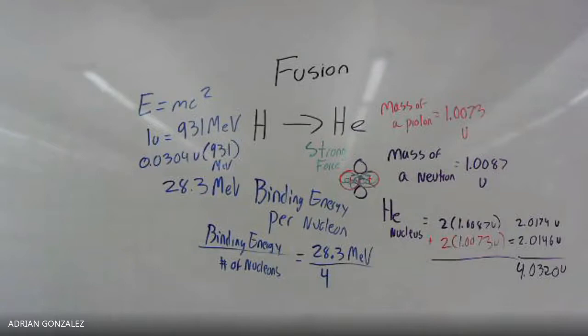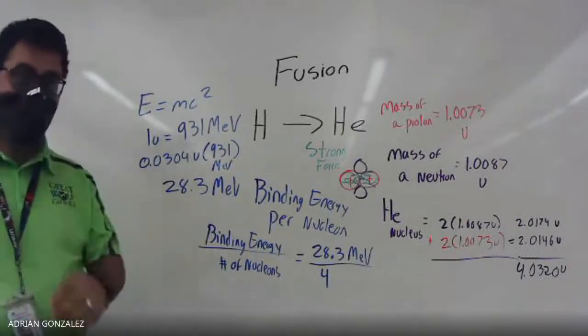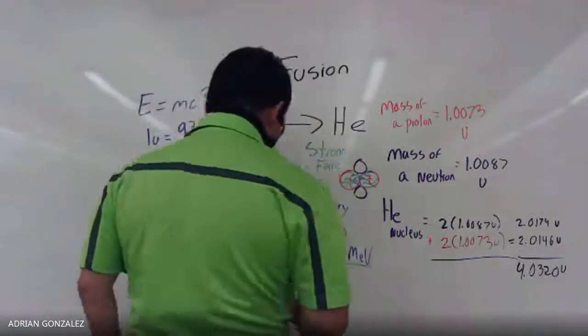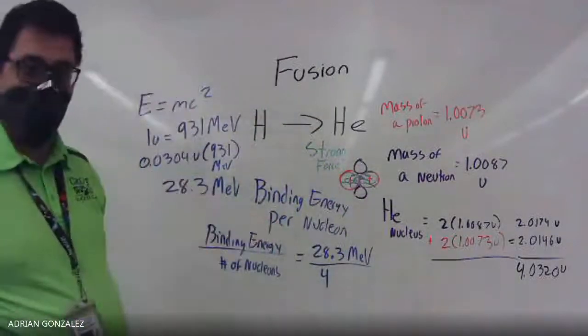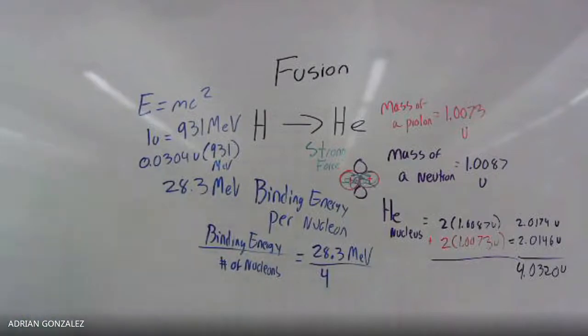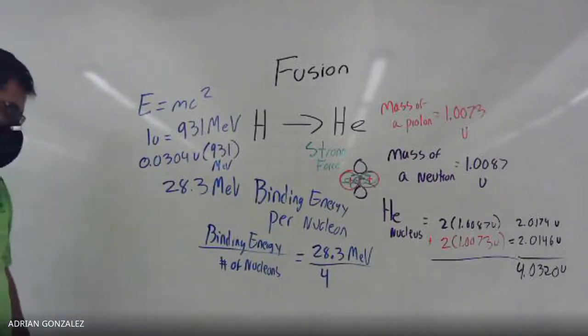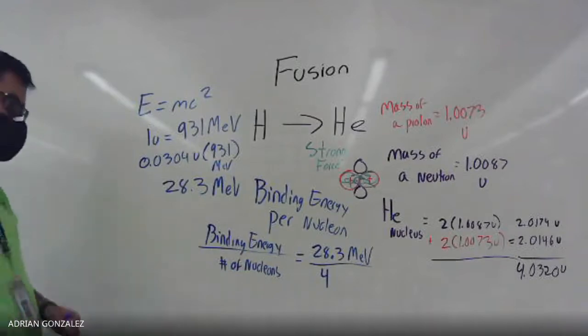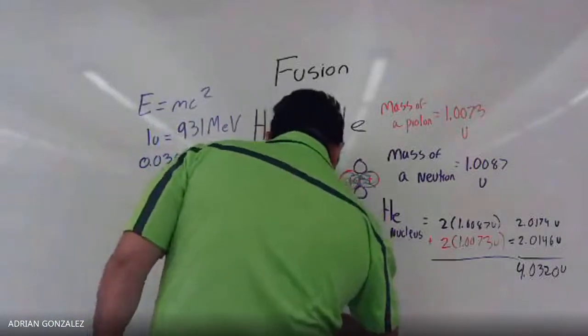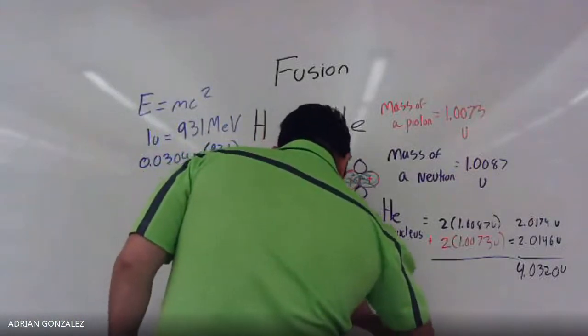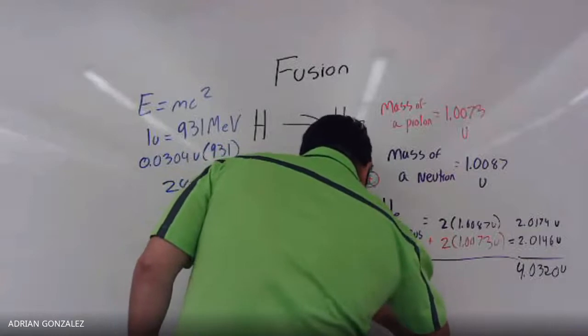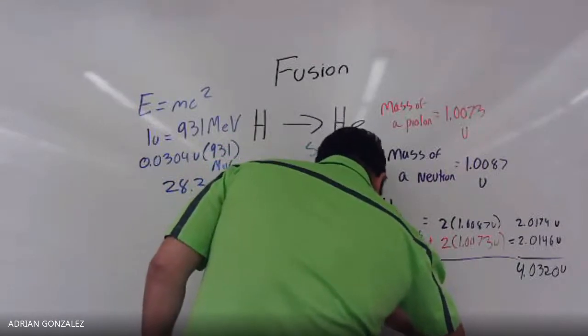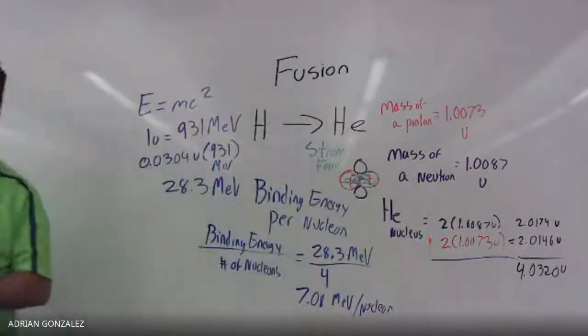Wait, what does that give you? What would 28.3 divided by 4 be? What does it give you, answer-wise? 0.78. 28.3 divided by 4? 7.08. I think it's 0.7. 7.08 mega electron volts per nucleon. Does that make sense?